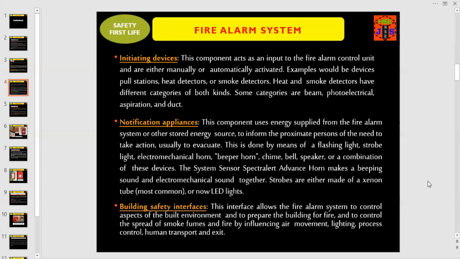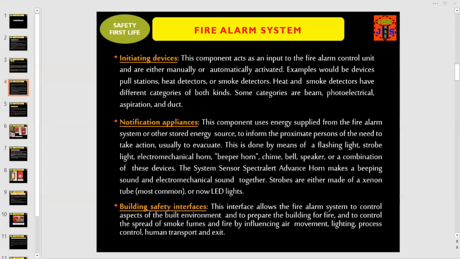Another important component in the fire alarm system is notification appliance. This component uses energy supplied from the fire alarm system or other stored energy source to inform the proximate persons of the need to take action, usually to evacuate. This is done by means of flashing light, strobe light, electromechanical horn, beeper horn, bell, speaker, or a combination of these devices. After discussing initiating devices and notification appliances, let us understand the function of building safety interfaces.